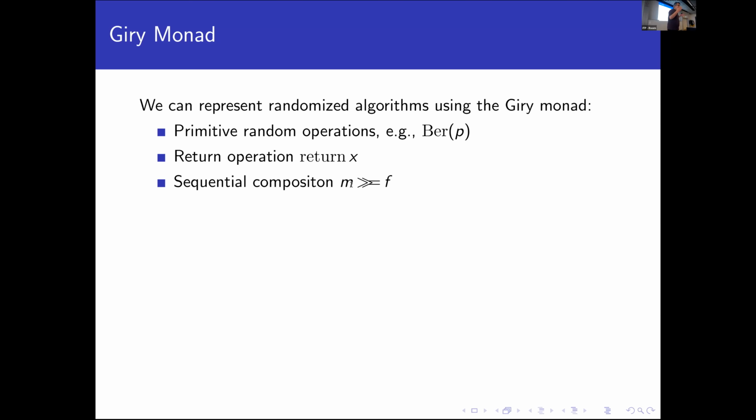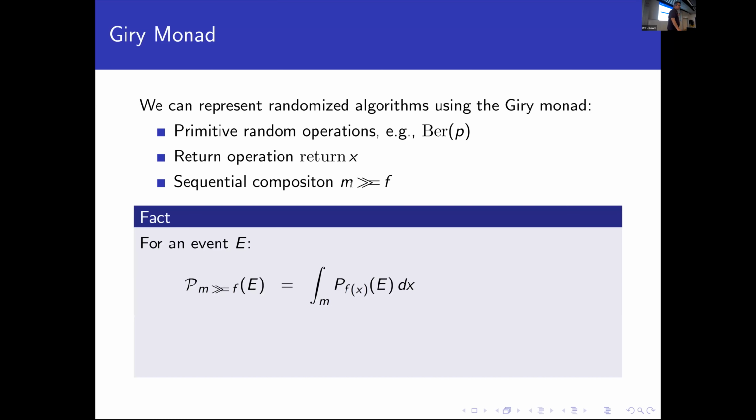And the interesting step is when you have a randomized algorithm, which depends on a parameter, which is composed with another randomized algorithm. So basically a sequential composition of randomized algorithms. Then you have to integrate over the probability spaces. And this is the bind operation. That's the third element of the Giry monad. These are the three elements you need to represent a randomized algorithm.